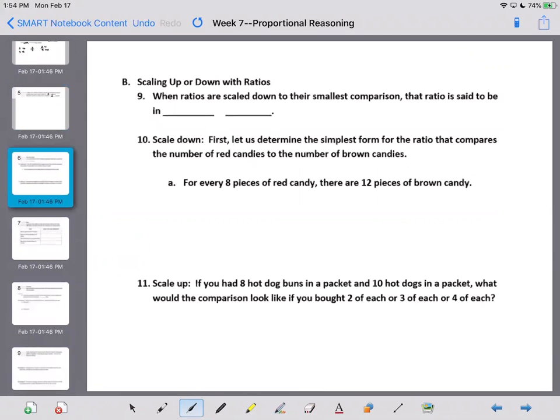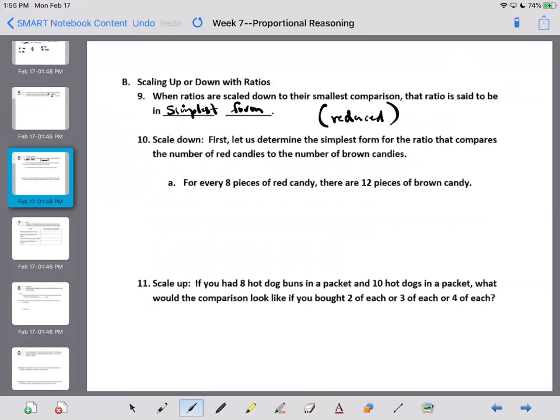When ratios are scaled up or scaled down, especially when we say scale them down, we're looking at the smallest comparison possible. So the ratio is said to be in simplest form. We're not really using the word reduced here because many times students get the idea that reduced means a smaller value. All you're doing is creating an equivalent fraction. We want to say it's in its simplest form in regard to factors.